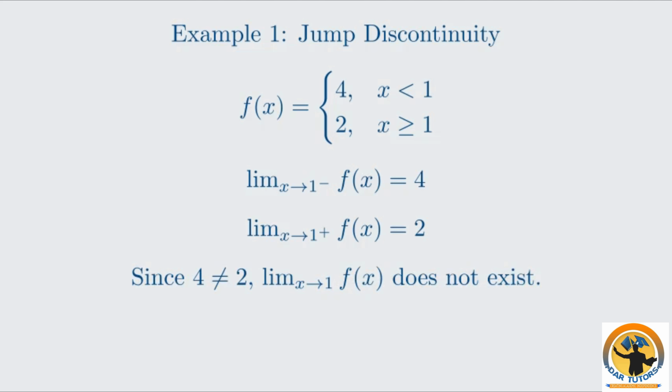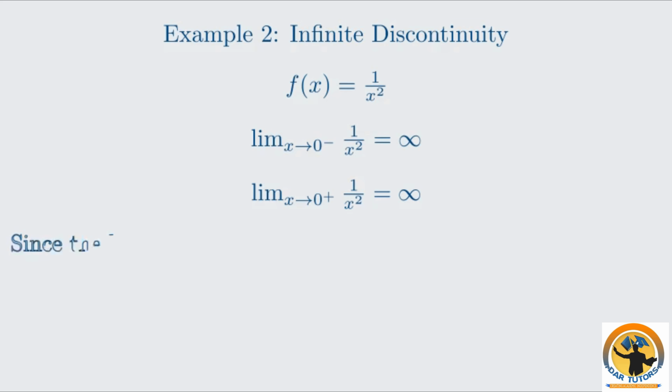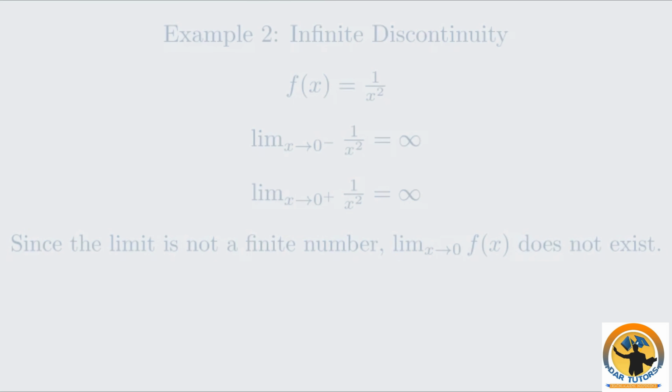This is a discontinuity. Now consider the function f of x equals 1 over x squared. As x approaches 0 from either the left or the right, the function's value increases without bound, tending towards positive infinity. Because the function does not approach a finite value, the limit does not exist. This is a break discontinuity or an infinite discontinuity. It's important to remember that infinity is not a number, so if a limit is infinite, we say it does not exist. Understanding these conditions is key to analyzing the behavior of functions.